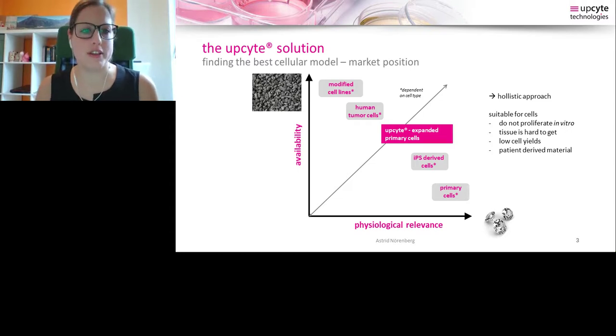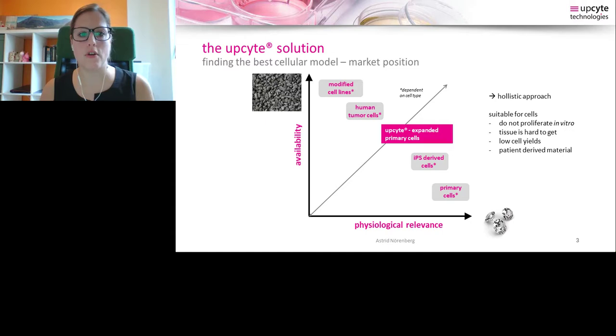So what we're trying to offer is the best cellular model on the market. As you all know, for hepatocytes, for example, on one side you have the cell lines, that's HepG2 or HepRG. They come with a high availability, so they proliferate. You can use them for screening applications. And on the other side, you have the primary hepatocytes, which have a high physiological relevance, but sometimes the tissue is hard to get, or the lot sizes are quite small.